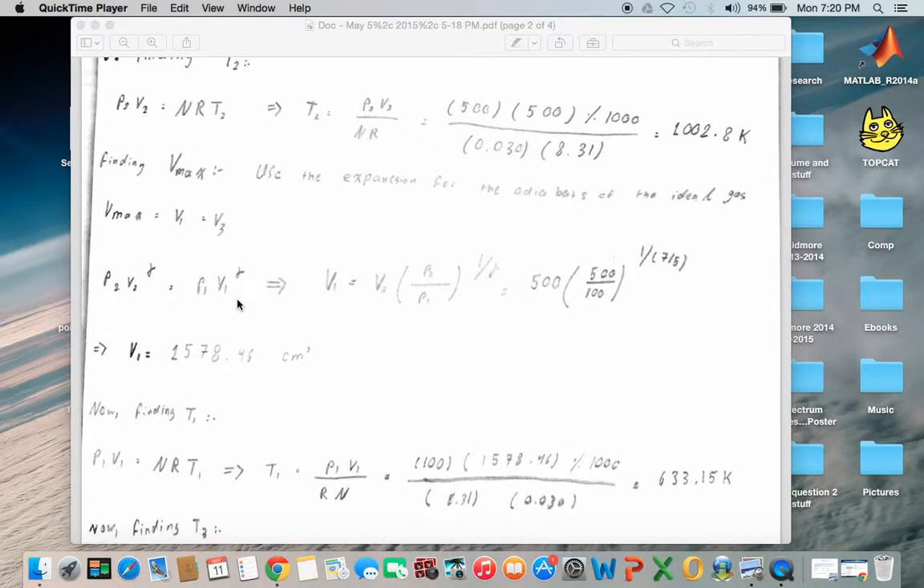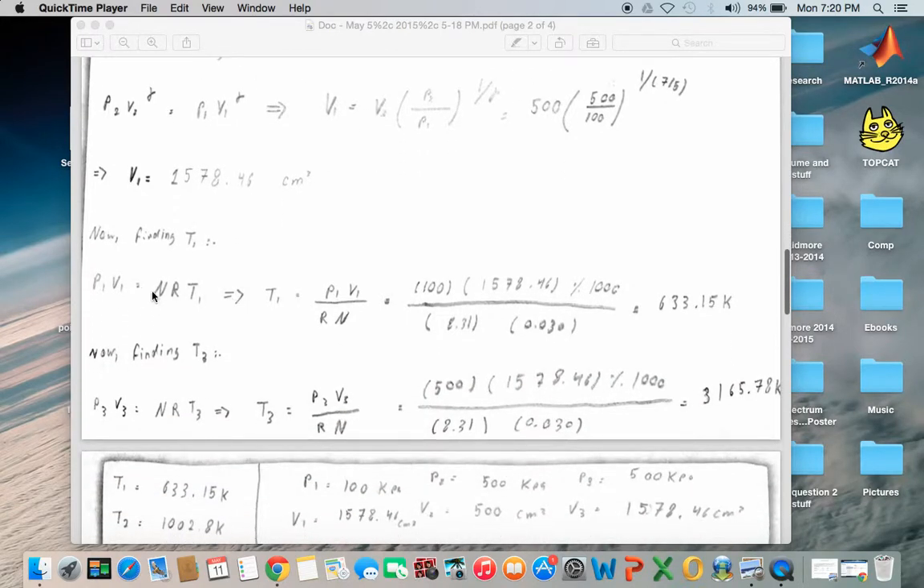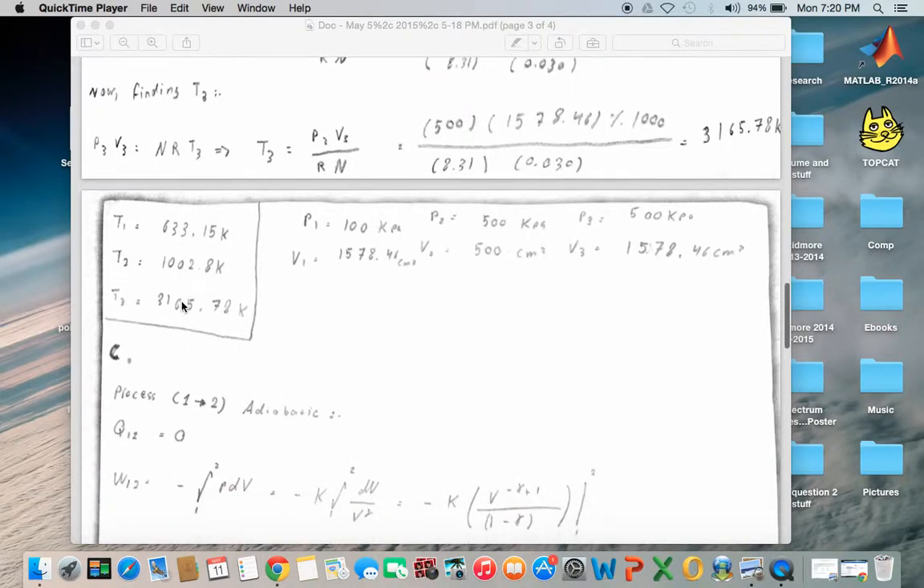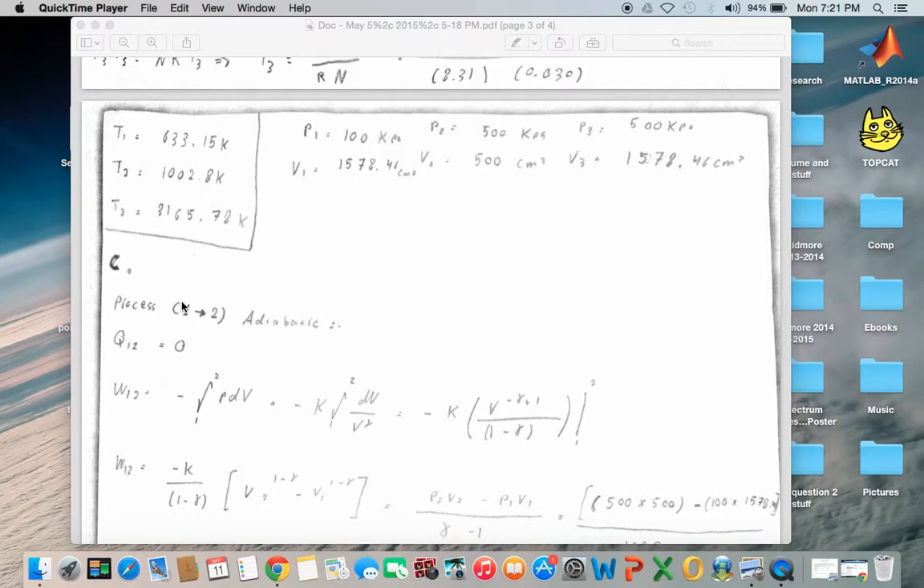To find Vmax, I used some of the equations for the adiabatics for the ideal gas, and I was able to find the value to be 1,578 centimeters cubed. Then I found T1, very similar to how I found T2, and then also T3 respectively. This gave us all the values that we needed for each point: the temperature, the pressure, and the volume. So from there, I went to the processes of each one.